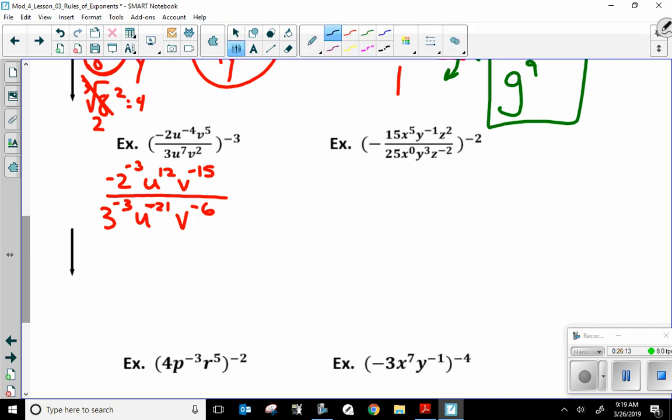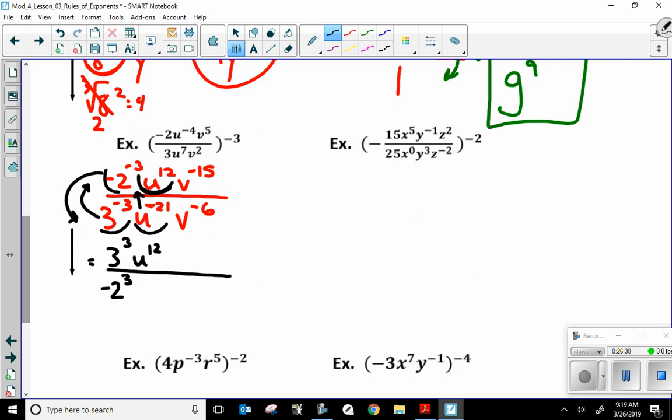All right. So everything's going to flip. This is the only thing with a positive exponent. That's the only thing that's going to stay. Everything else is going to flip. Okay. So up, down, 3 to the positive 3, negative 2 to the positive 3. Stays. Flips, okay? u to the positive 21. Flips, v to the positive 15. Flips, v to the positive 6.